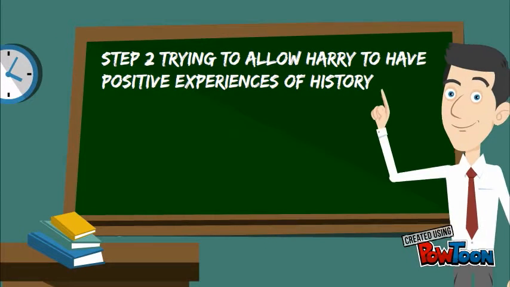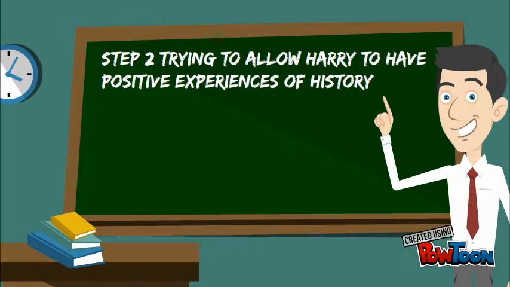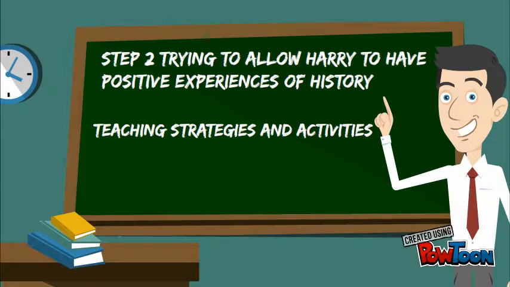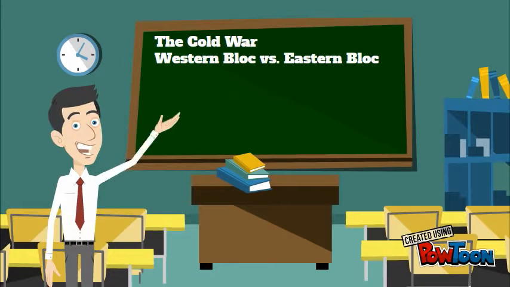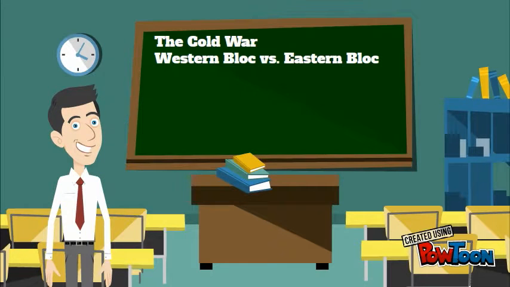Step 2. Trying to allow Harry to have positive experiences of history. The teacher can use different teaching strategies and teaching activities in history class. During the teaching, the teacher needs to pay attention on Harry's reaction of each activities in order to investigate which activity is the most interesting one for Harry.